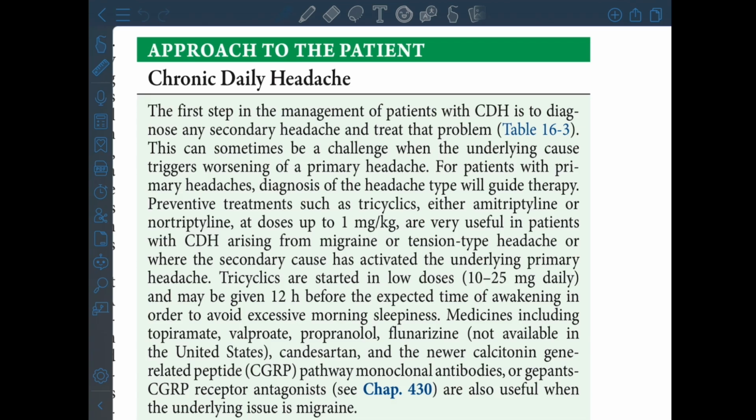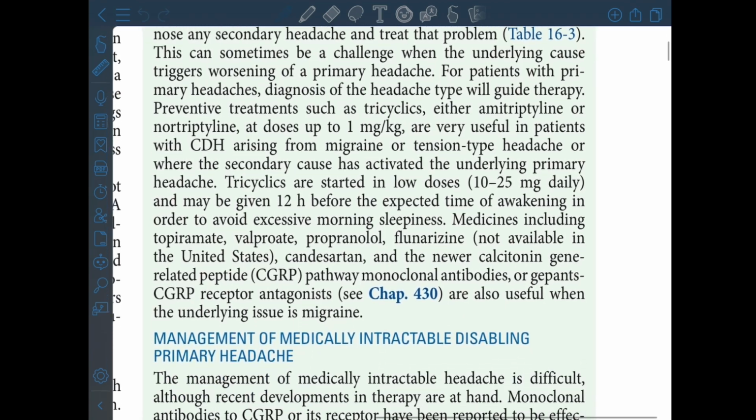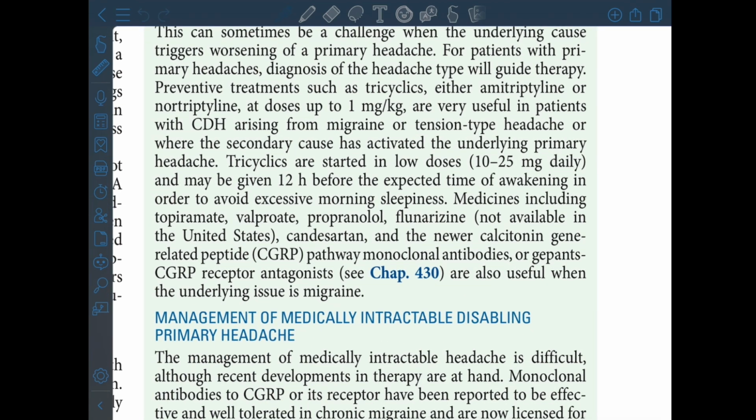Preventive treatments such as tricyclics, either amitriptyline or nortriptyline, at doses up to 1 mg per kg are very useful in patients with chronic daily headache arising from migraine or tension-type headache, or where the secondary cause has activated the underlying primary headache. Tricyclics are started in low doses, 10 to 25 mg daily, and may be given 12 hours before the expected time of awakening in order to avoid excessive morning sleepiness.